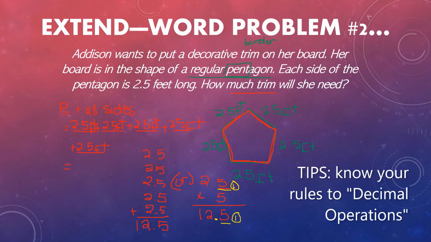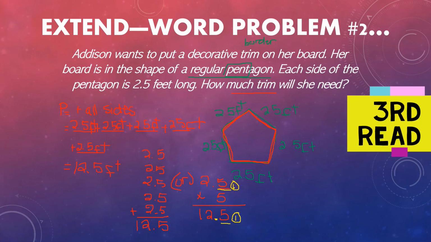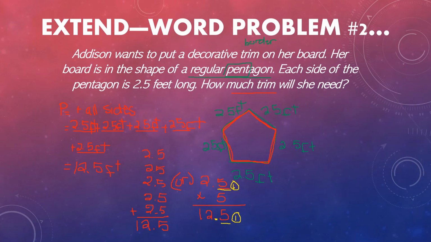So the answer to this problem is 12 5/10 feet. The question asks how much trim will she need? And I look at my answer and I can see that my answer is in feet. It can be used to measure a trim or a border or a perimeter of a shape. And so I know I actually answered this question correctly.